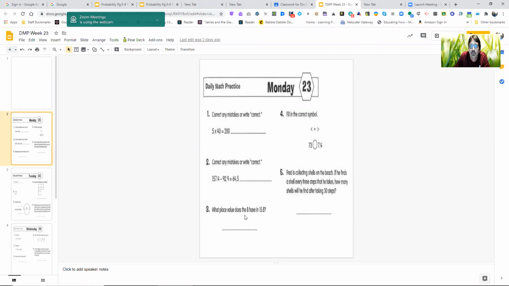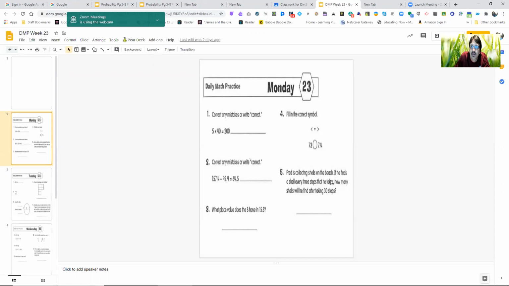Number 3, what place value does the 8 have in the number 15.8? So what does the decimal 8 mean? Fill in the correct symbol. We have less than, equal to, or greater than. So we have 73, and then you put either one of these symbols, and it's set to 7.4.